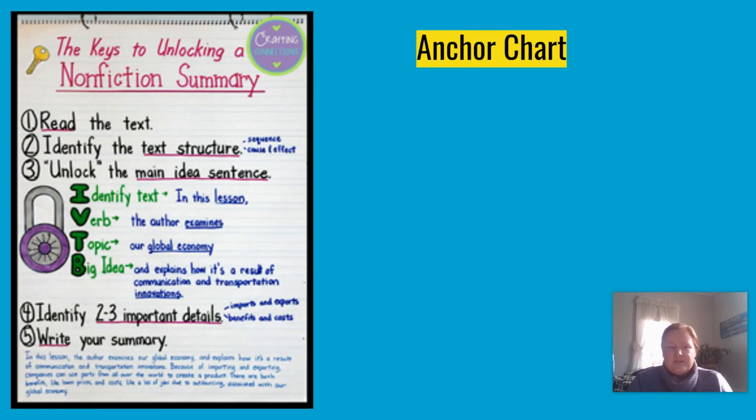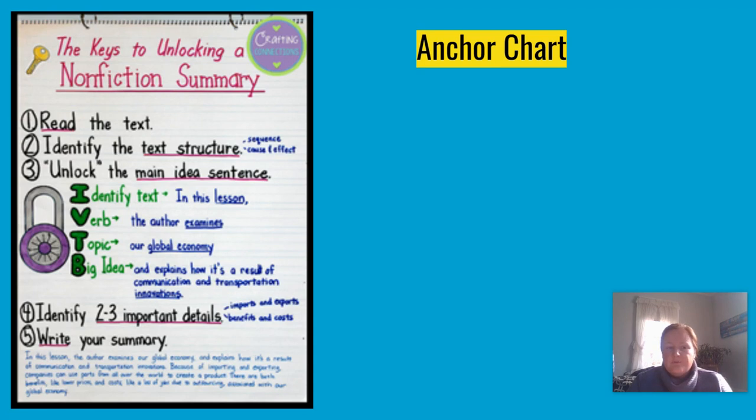Obviously, the first thing that we need to do is read the text. Then we need to think about the text structure. How did the author write the article, and how does that inform the main idea? Number three, we need to unlock the main idea sentence. In order to do that, this anchor chart gives us a few strategies. They say that we need to identify the text, the verb, the topic, and then the big idea.